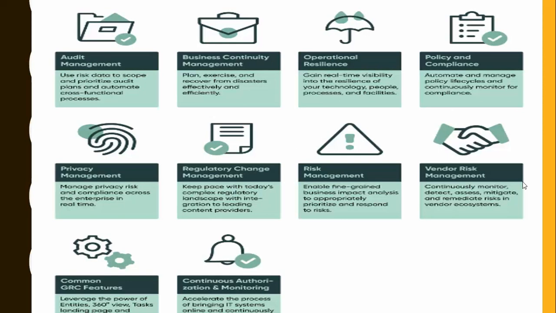Now these are a few of the proper modules of GRC. We have audit management, which is generally used to scope and prioritize the audit plan based on risk and automate cross-functional processes. We have business continuity management, to plan, exercise, and recover from disaster efficiently. Then operational resilience, policy and compliance, privacy management, regulatory change management, risk management, and vendor risk management. So these are the things.